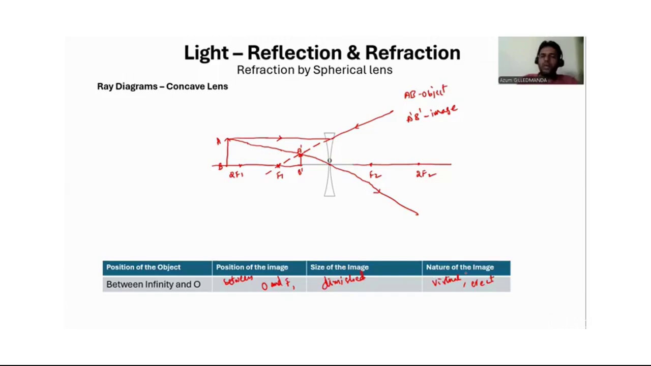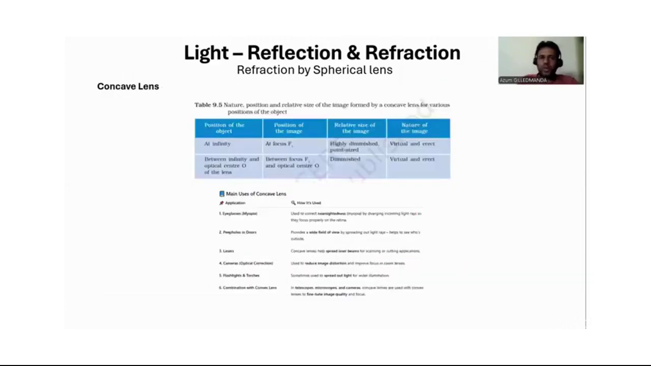So in concave lens, there are only two scenarios. Let's summarize here. The first is the position of the object at infinity. If the object is at infinity, then the position of the image is at F1, which is like a point-sized image, and it is virtual and erect. What happens if the position of the object is between infinity and the center of the concave lens? Then the image is between F1 and O, and it is a diminished image, and it is virtual and erect.